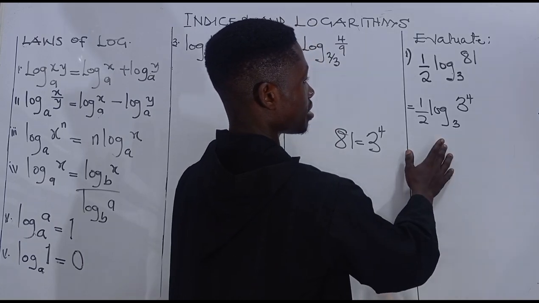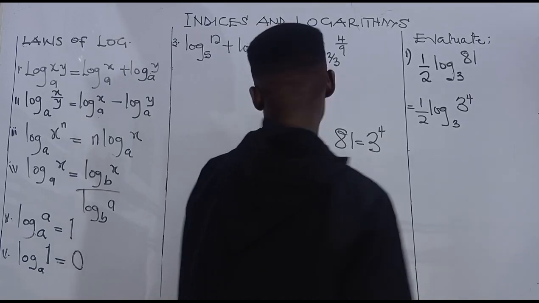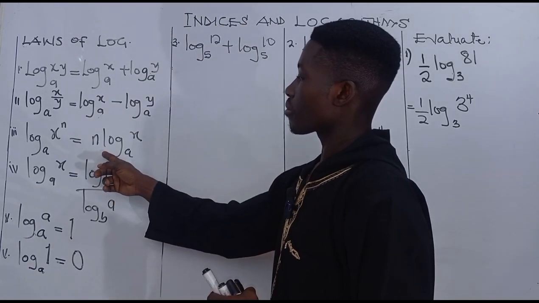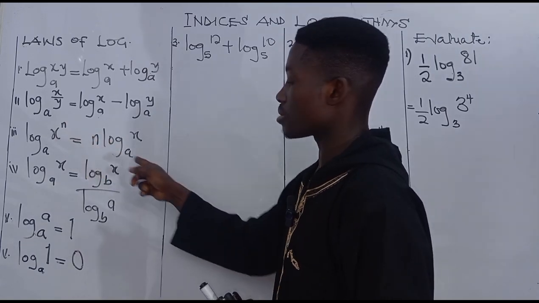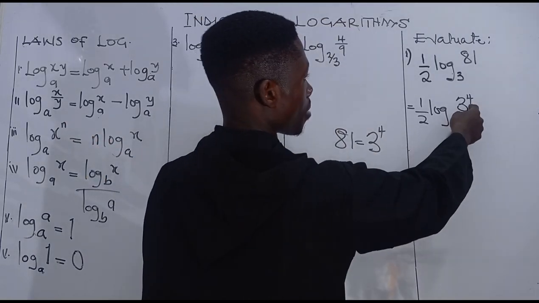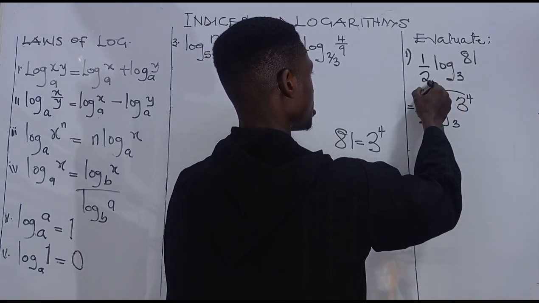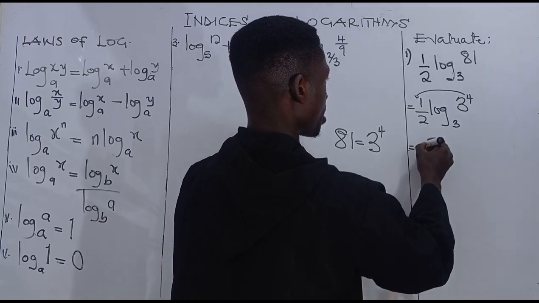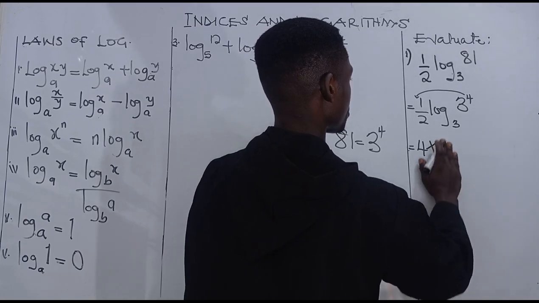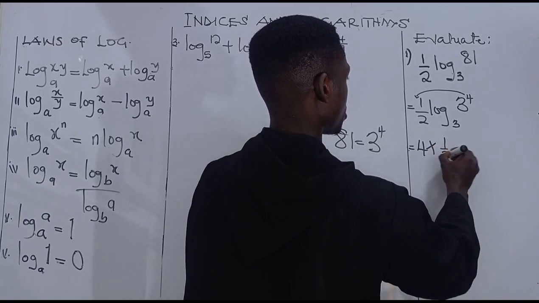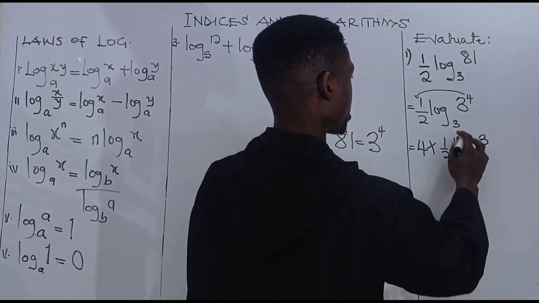Now looking at this, we are having log of 3 raised to the power 4 to the base of 3. Applying this law, we can write this as that. So it means that the power will come in front to multiply the log. We have 4 multiplying 1/2 log of 3 to the base of 3.